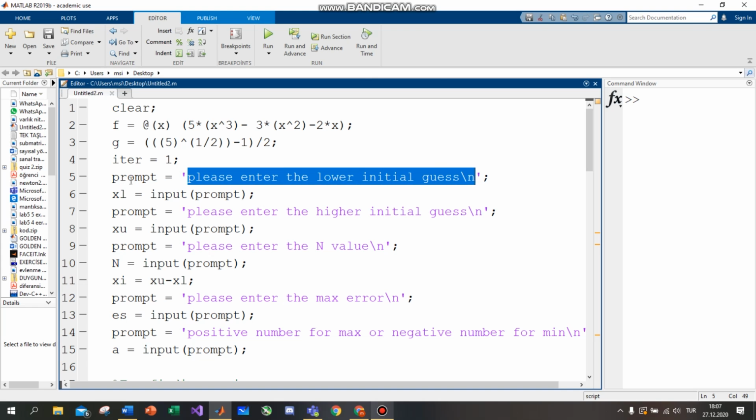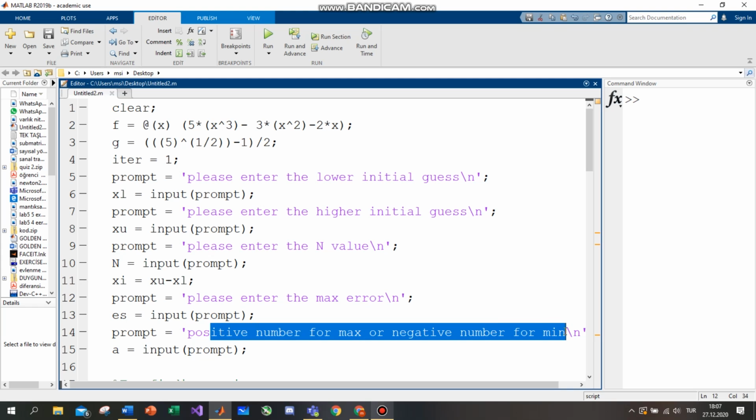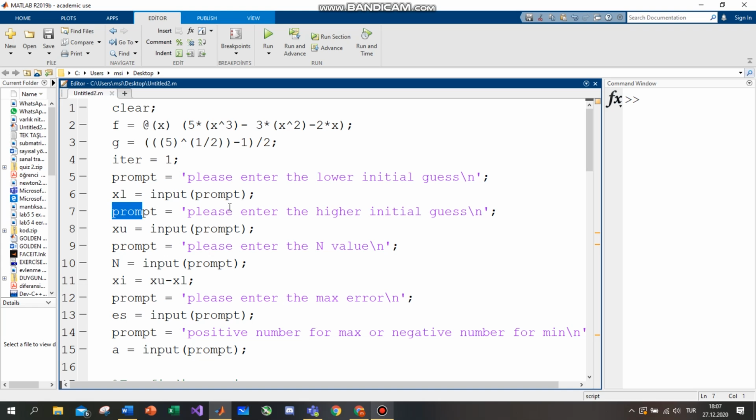If you write the prompt in this section, it is written to the command window. First, it shows: please enter the lower initial guess, or please enter the higher initial guess. You see the purple color, and prompt means this.